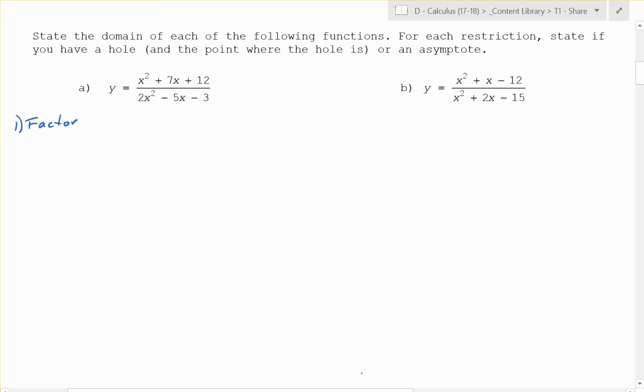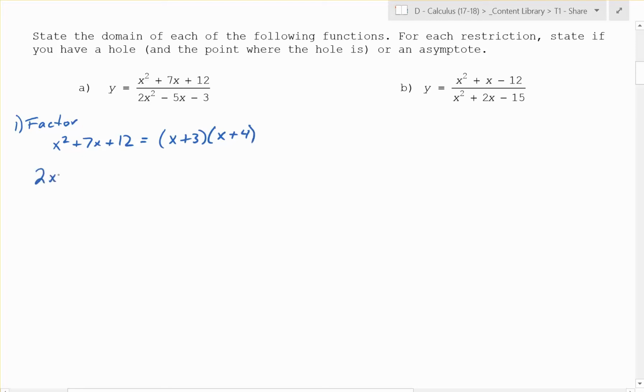Our first step is going to be to factor both the numerator and the denominator. So first we have x squared plus 7x plus 12. And you might remember that you're looking for numbers that multiply together to get 12 and add together to get 7. Well, that's nice. x plus 3, x plus 4. Key side note, everything is factorable. Not everything is factorable nicely.